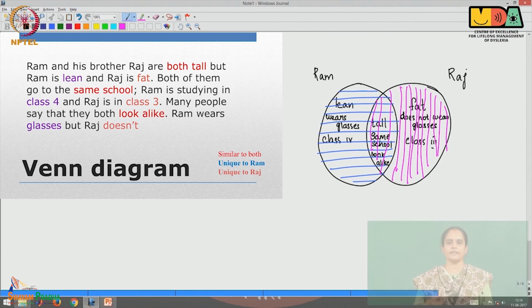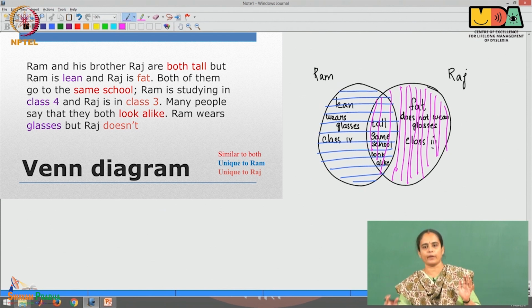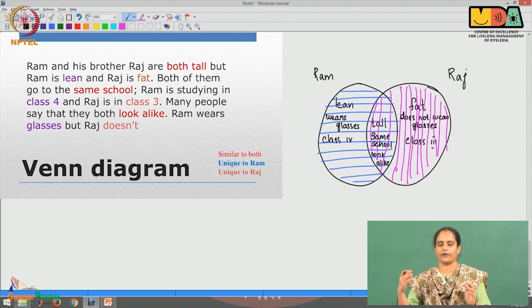Now, when the child is made to visualize, he would see the blue color as things belonging only to Ram. Wherever he sees only pink, those are the characteristics of Raj, and wherever he can see blue and pink, that makes a check. So, it belongs to both Ram and Raj.